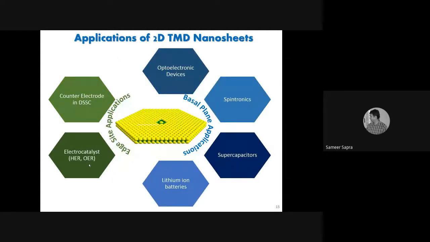So one could separate these two different kinds of applications, as has been done in the literature, although I wouldn't call them the basal plane applications, as people say. Well, they are from the electronic structure of the material. So you have a lot of optoelectronic device applications, spintronics, capacitors, batteries, or you have these edge site applications, which are more catalytic in nature. Okay, so we'll show some of this. We'll discuss some of these applications when I show you some bit of the research.